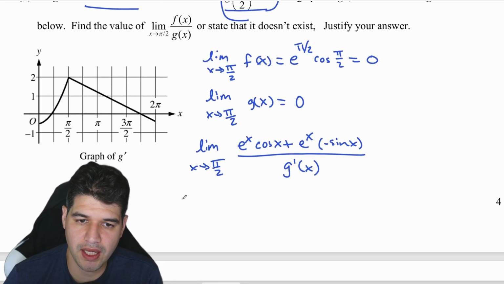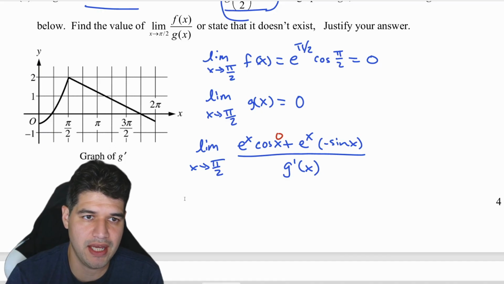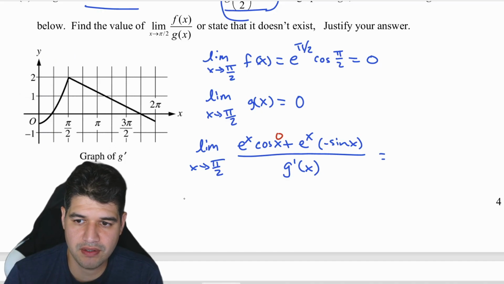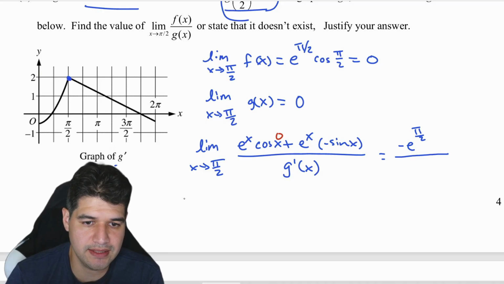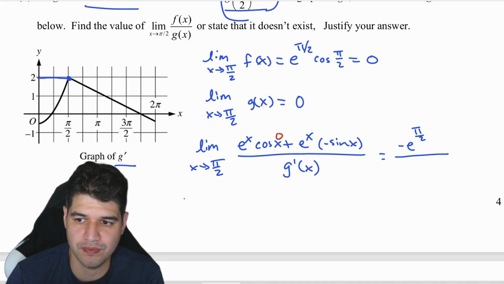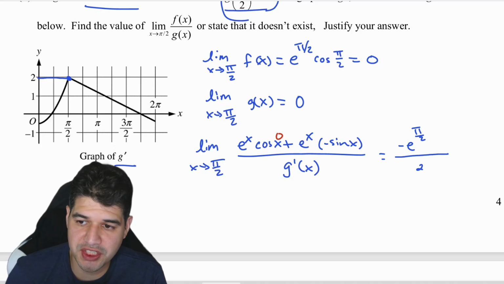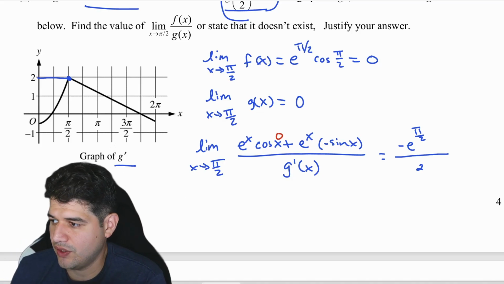Okay, now let's apply our limits here. So we get e to the pi over 2 cosine of pi over 2. Well, cosine of pi over 2, right, is going to be 0, so that one doesn't even matter. So I'm going to get negative sine of pi over 2. Sine of pi over 2 is 1. So I get negative e to the pi over 2 in my numerator. And in my denominator, I'm looking for g prime of pi over 2, which is right here. And since this is the graph of g prime, the y value is going to be 2. So my answer to this question is just this, negative e to the pi over 2 over 2.